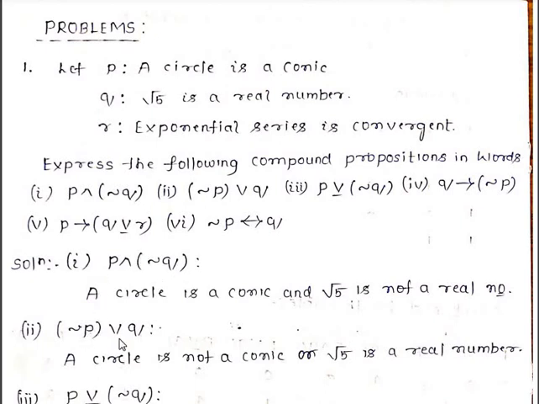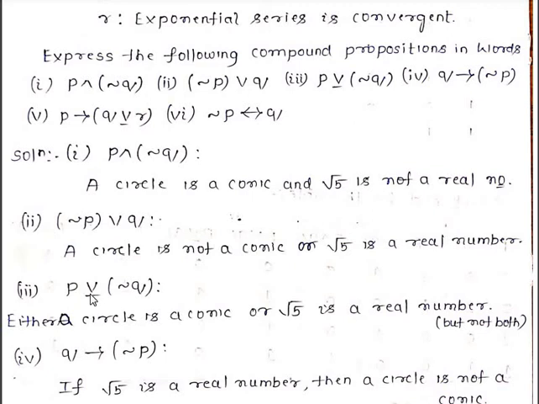Negation P disjunction Q. P is a circle is a conic, so negation of P will be a circle is not a conic. Since we have disjunction here, insert the word "or". For Q, write the same statement: square root of 5 is a real number. Let us go for the third one.